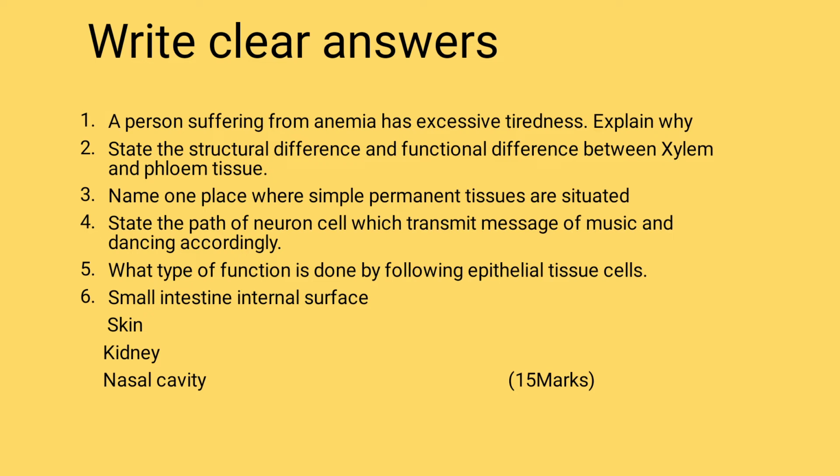In xylem tissue, most of the cells are non-living and do not have a nucleus. In phloem, most of the cells have a nucleus and are living. Xylem non-living, phloem most of the cells living. Another structural feature is that xylem cells have no sieve tubes, but phloem has sieve tubes. That is the structural difference.